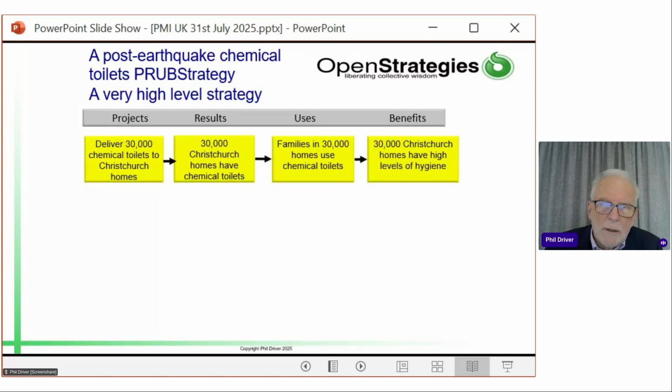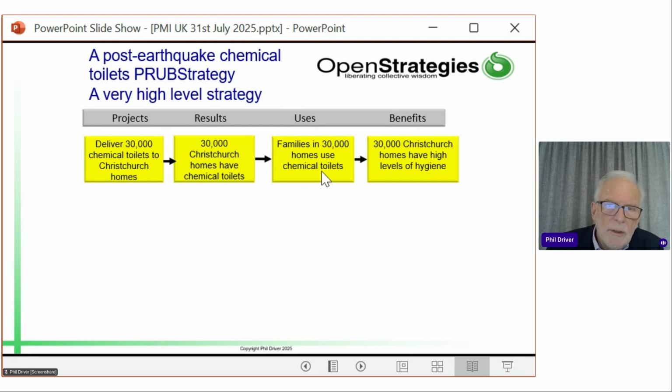So step one was somebody said, we're going to have to get portable toilets or chemical toilets to 30,000 homes that haven't got them. And this was an astonishing bit of project management. They got 30,000 chemical toilets into Christchurch homes within about 3 days. And that consisted of several jumbo jetfuls of toilets being brought in from China. So that's the very, very high level PRUB.